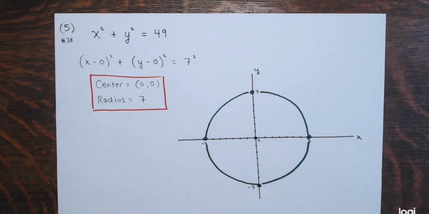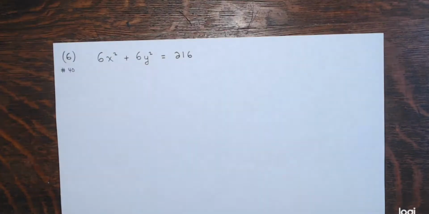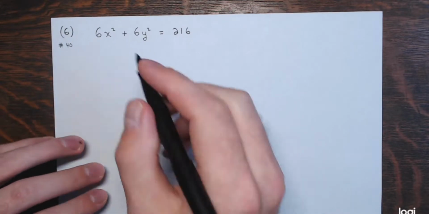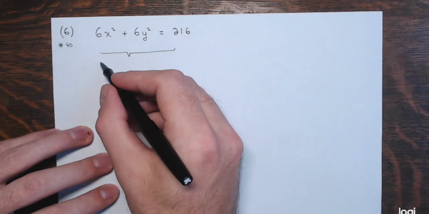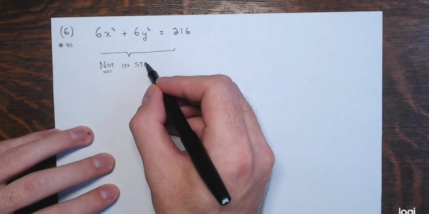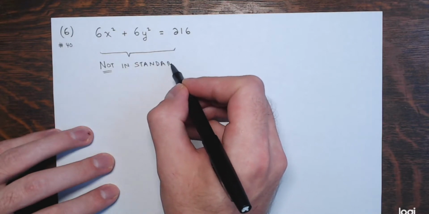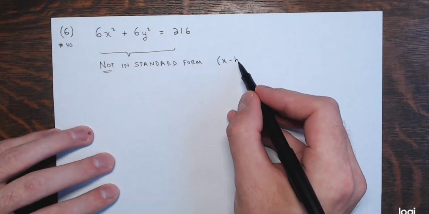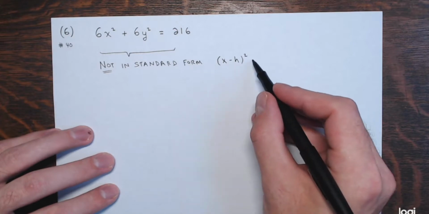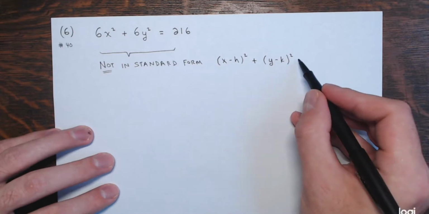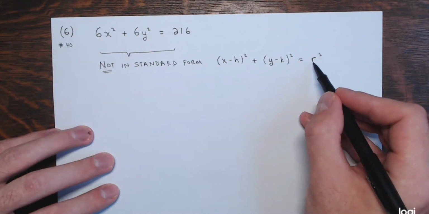Alright, so now we are given an equation that's not in standard form yet. And once again, I'll write out the standard form here. All right, remember it was some quantity with x squared, x minus h squared, plus some quantity with y squared, right, y minus k squared, equals some number squared, right, the radius squared.